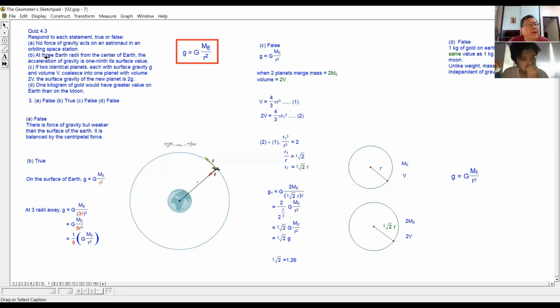Okay, we look at questions before I move on. Any question on this A? No questions? Then we move on to the second statement.